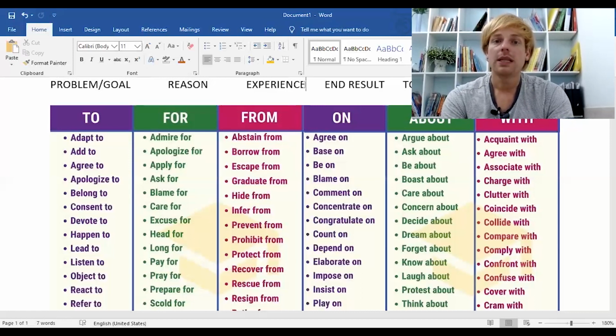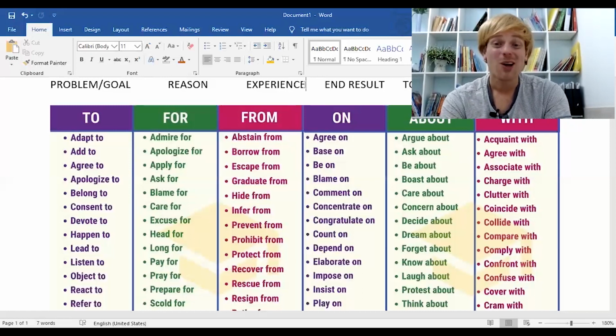"On" is usually the end result. Okay, it's often very specific. All right, so agree on the contract. All right, base on your experience. Now, topic is often "about": argue about school uniforms, ask about the food, okay, boast about your accomplishments. It's a more general topic.